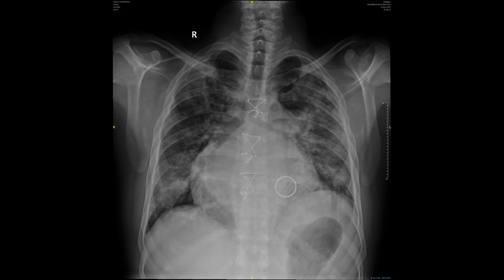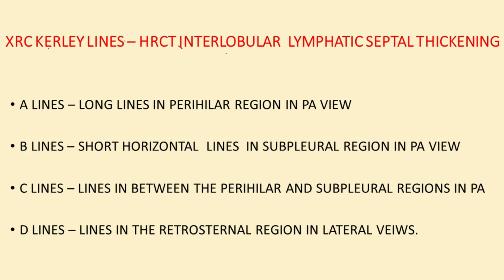Second one is curly lines. These curly lines are engorged lymphatics in the lungs called Kerley A lines or B lines, C lines and D lines by the distribution and location.